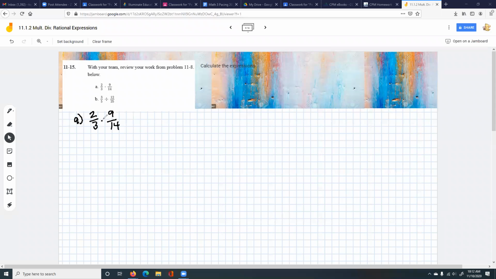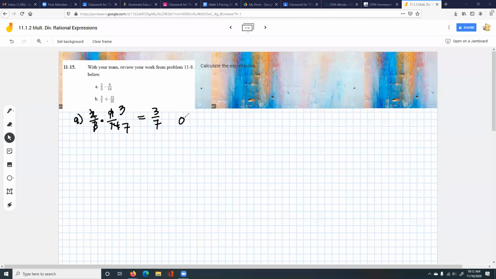If you recall, since this is a multiplication, not addition or subtraction, I can cross reduce. 3 goes into 9 how many times? 3 times. And 2 goes into 14 7 times. So I'm just basically going to get 3/7. This is going to reduce down to 3/7, right? By cross reducing. You're allowed to do that.